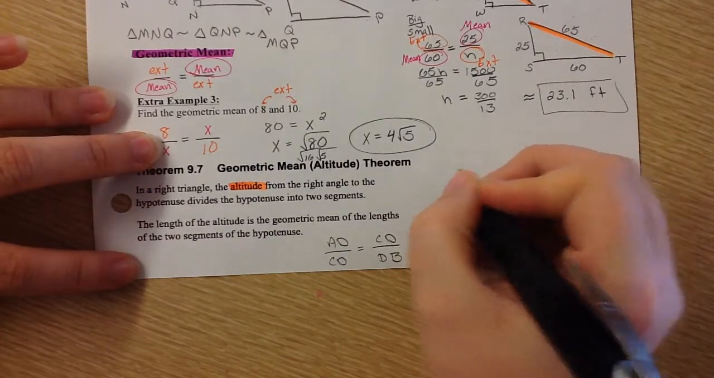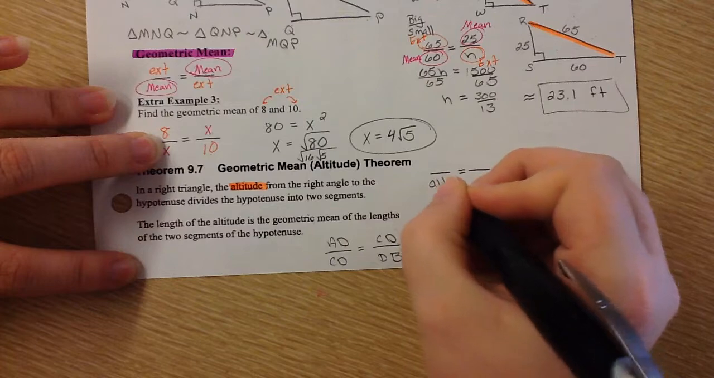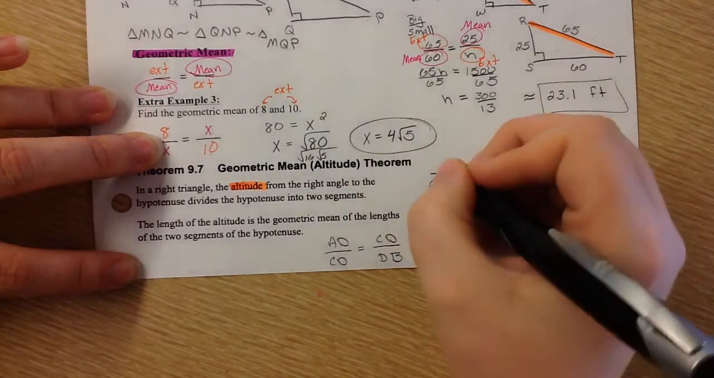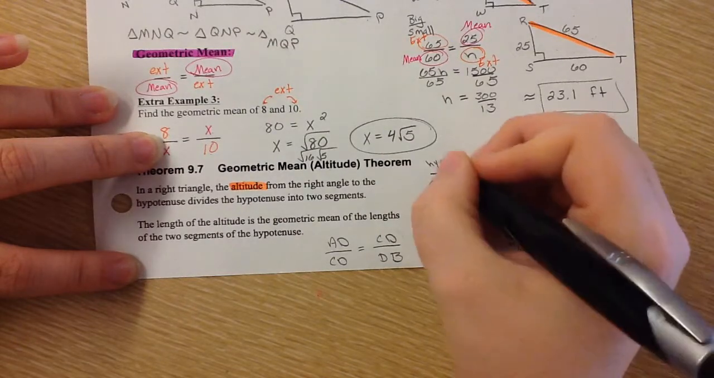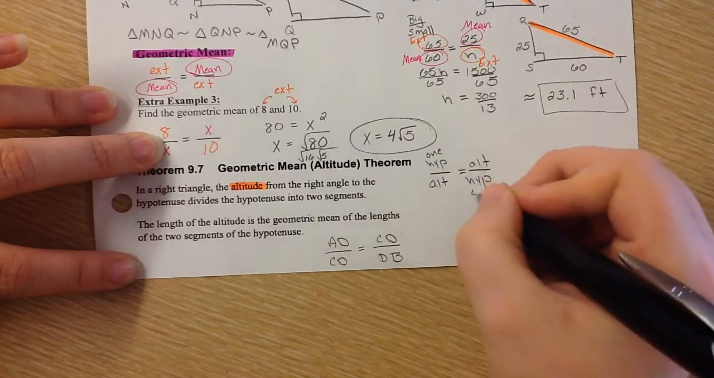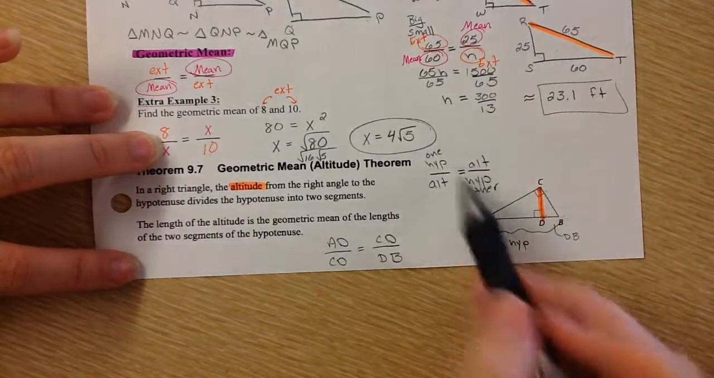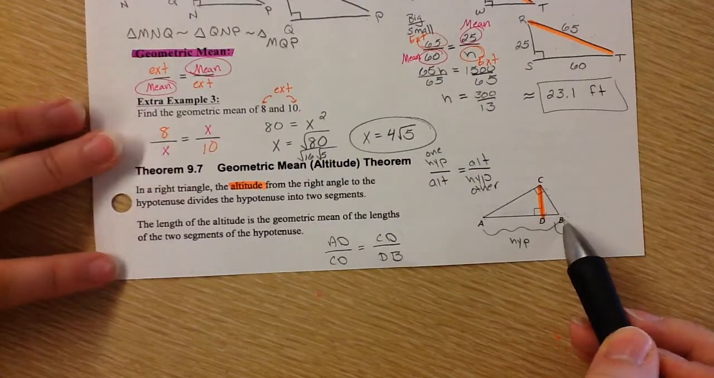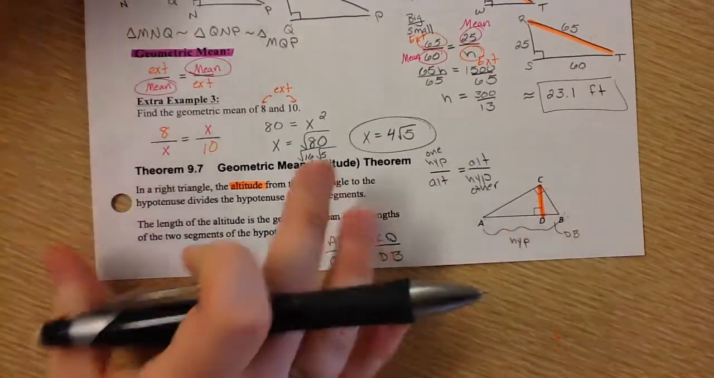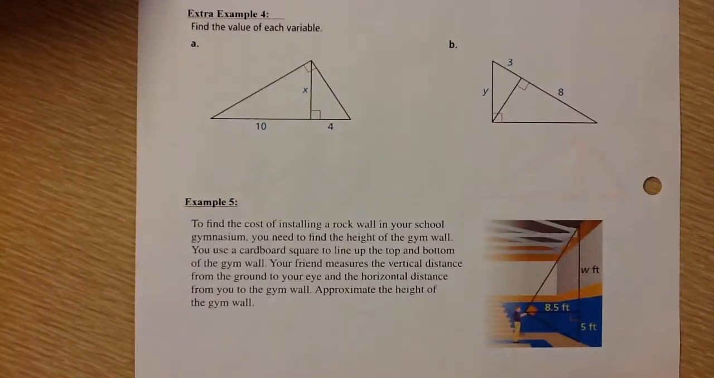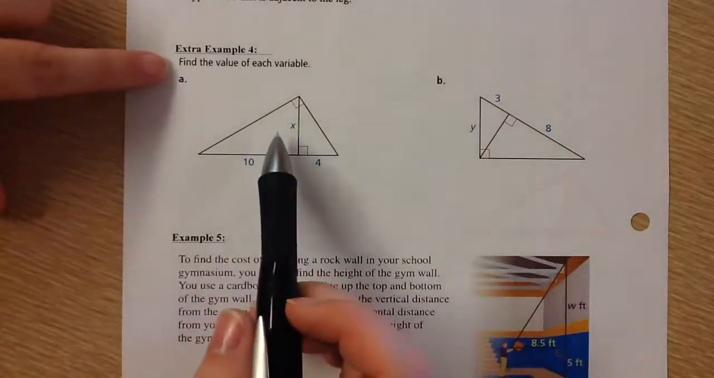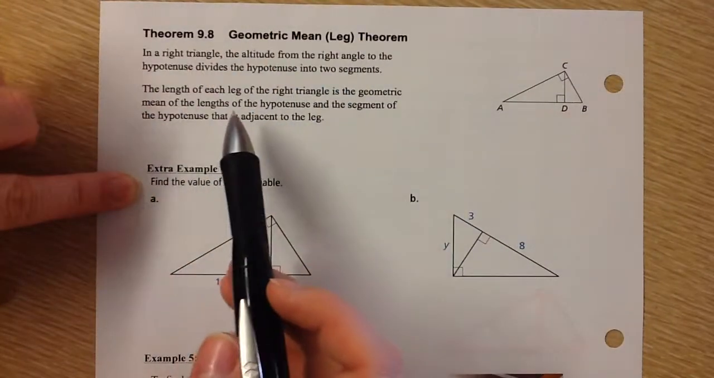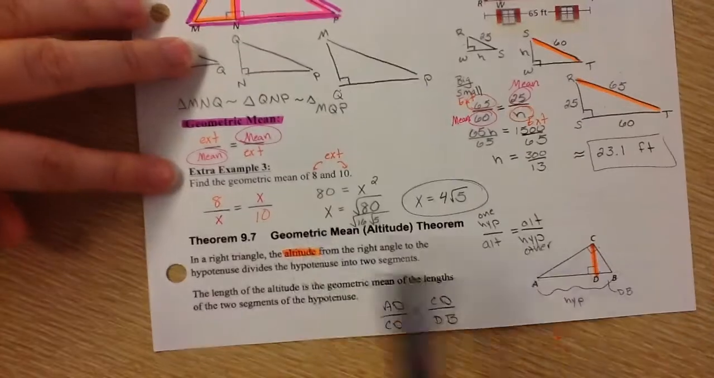Another way to write this to help us remember it: the altitude goes here, and this would be one piece of the hypotenuse and the other piece of the hypotenuse. But again, the altitude is that mean. So we can use that to help us find missing pieces. For example, here in example 4, so we're not going to look at this one yet. Again, this is the geometric mean altitude theorem.